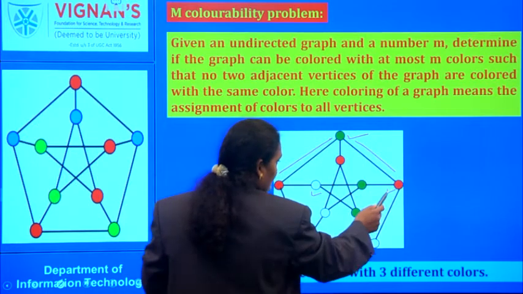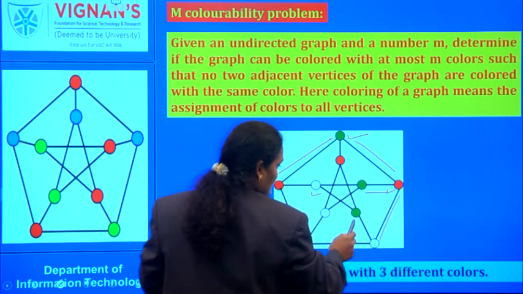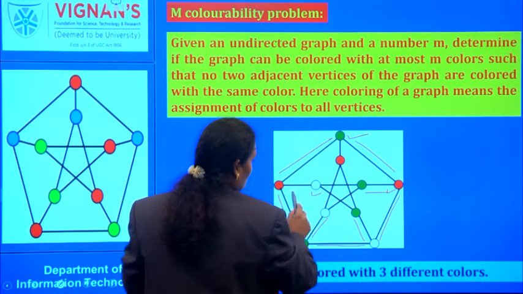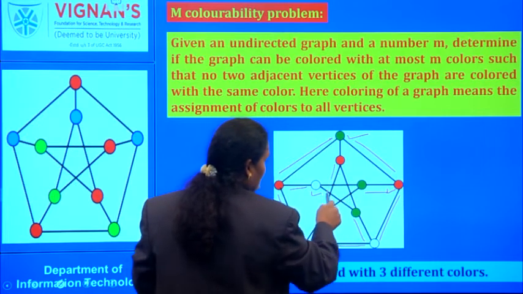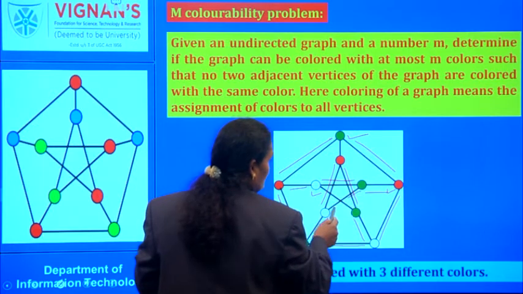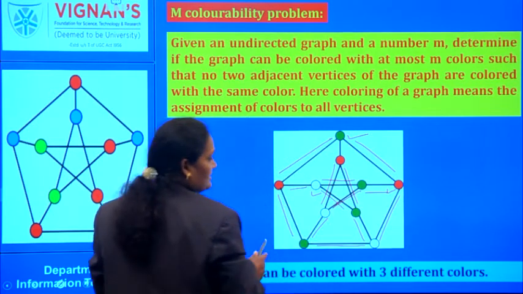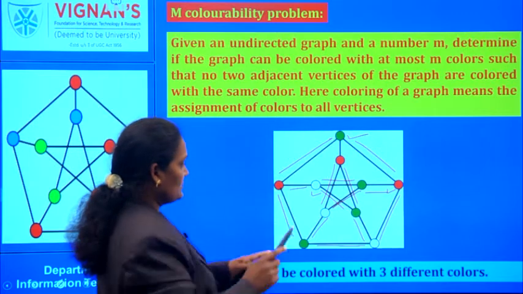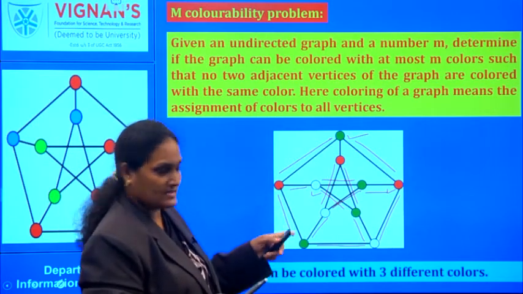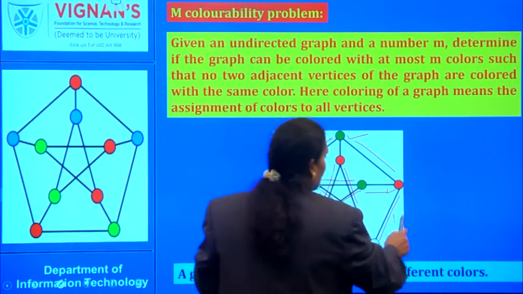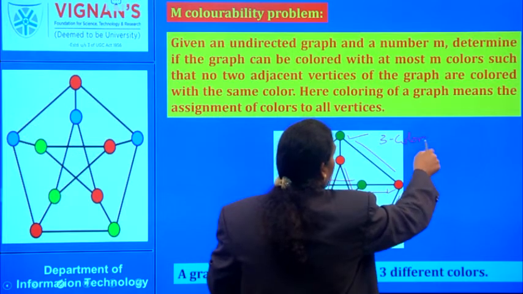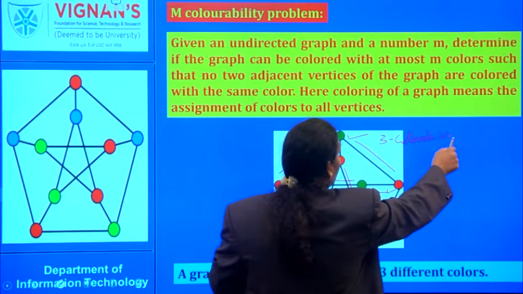These two are adjacent, these two are adjacent, and so on for every pair of adjacent vertices. If you observe any two adjacent vertices, there is no same color on two adjacent vertices. So, this graph can be colored with 3 colors. This problem is called the 3 colorability problem.